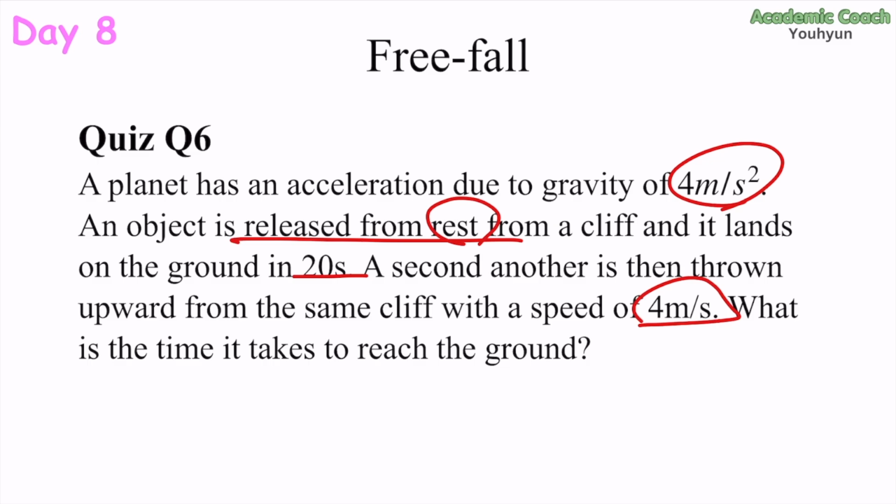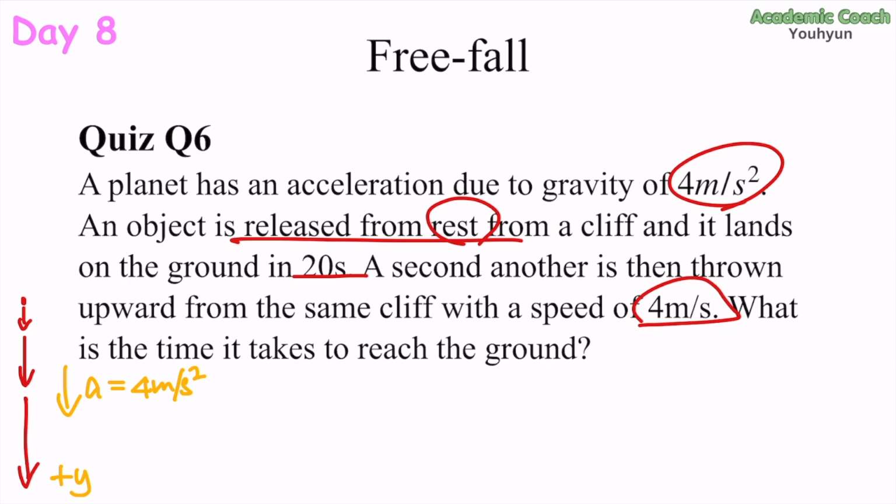So, first off, an object is dropped from rest, and then it took 20 seconds to reach the ground. For the first object, since it only moves downward, all of its velocity vectors point downward, and its acceleration vector points downward. So let's take downward as positive direction.